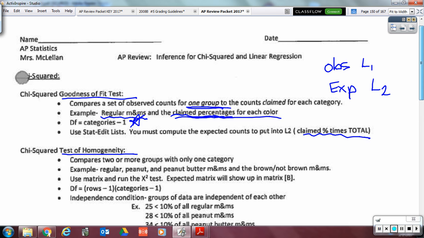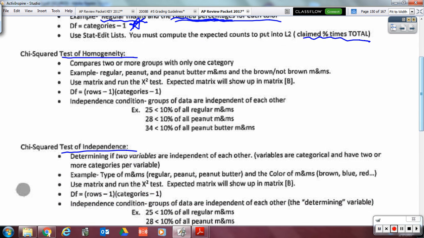All right, chi-squared test of homogeneity. It has 2 or more groups, such as regular, peanut, and peanut butter M&Ms. See? 3 groups, but only one category, brown or not brown. Okay? Regular, peanut, peanut butter, and then brown or not brown. You will have to then, remember, these ones we put in our matrix, not in the lists. And the degrees of freedom is rows minus 1 times columns minus 1. The matrix ones have the rows minus 1 times columns minus 1.